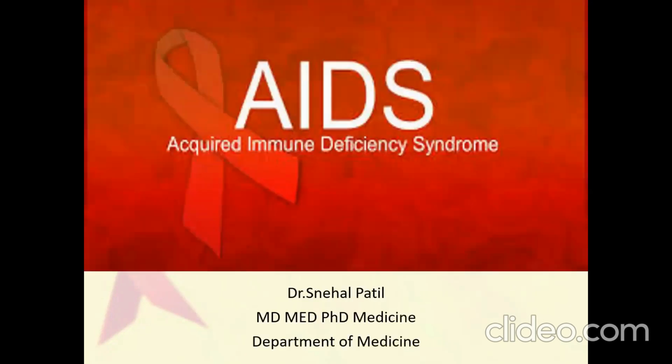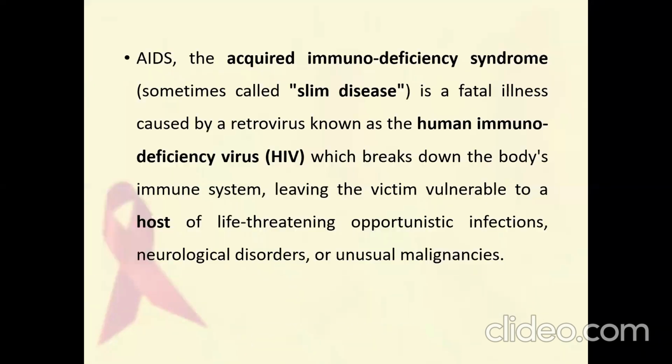So we'll revise today's lecture. We are seeing about AIDS. What is AIDS? Acquired immunodeficiency syndrome. It is also called slim disease. It is a fatal illness caused by the retrovirus known as human immunodeficiency virus, which breaks down the body's immune system, leaving the victim vulnerable to a host of life-threatening opportunistic infections, neurological disorders, and unusual malignancies.